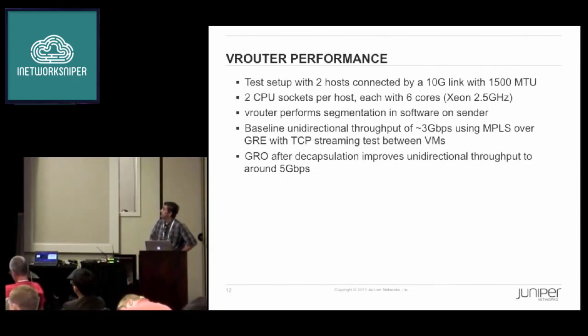We then implemented GRO inside the vRouter module. And with that, the throughput improved to about 5 gigabits per second. But what we saw was that the CPU that was receiving the packets was the bottleneck. It was doing all the processing. And also, the vHost processing to actually send the packet into the VM was also usually happening on the same CPU. So we decided to move that part to a different CPU.